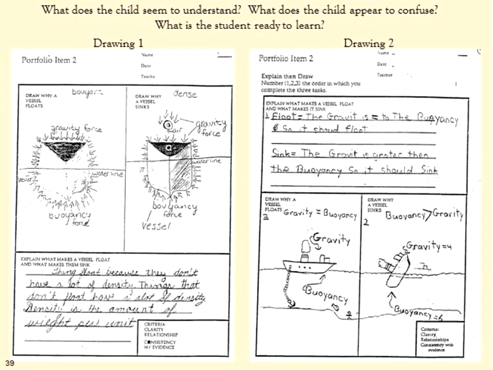We get the density explanation here in the written statement that the student uses as they write, things float because they don't have a lot of density. Things that don't float have a lot of density. Density is the amount of weight per unit. And here, in this writing, we see that flotation, or floating, is gravity equal to the buoyancy. Sinking, the gravity is greater than the buoyancy. So the student got the relationship right here in the writing, but didn't represent it accurately with the symbol system used here.